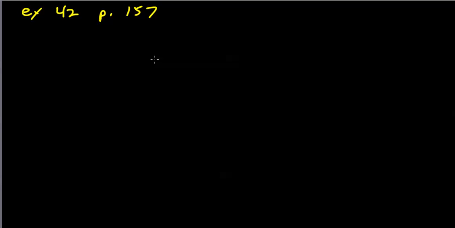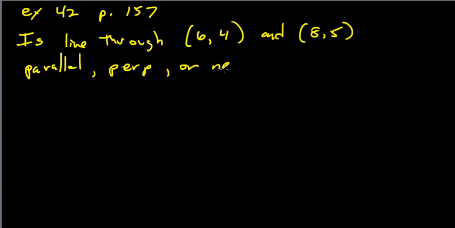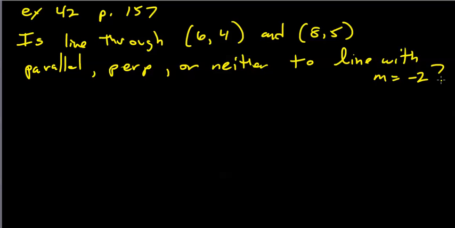Alright, they ask us in this problem, is the line through (6,4) and (8,5) parallel, perpendicular, or neither to a line with a slope of -2. Well, of course, we're going to make our judgment based on slope.